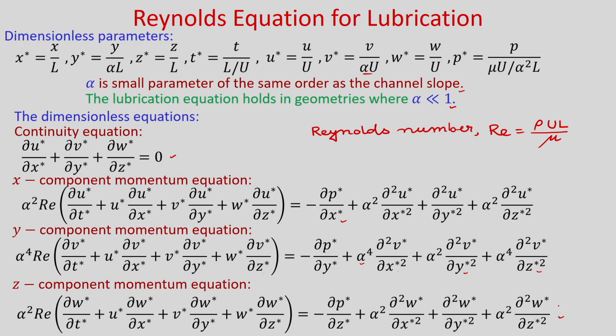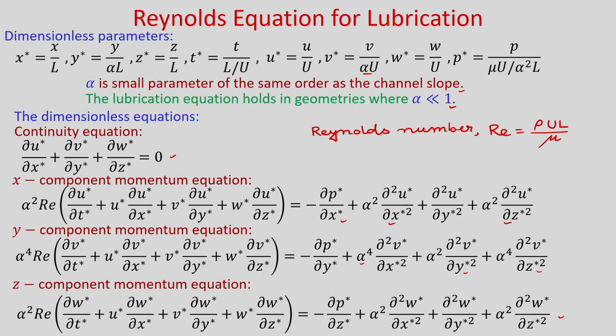So, for the application of lubrication, the lubrication equation holds in geometries where alpha is much smaller than 1. Obviously, if alpha tends to 0, then alpha Re or alpha square Re will also tend to 0. So, you can neglect the inertia terms on the left hand side in the application of lubrication theory. Also, in the viscous terms, as alpha is very small, close to 0, this term and this term can also be dropped.